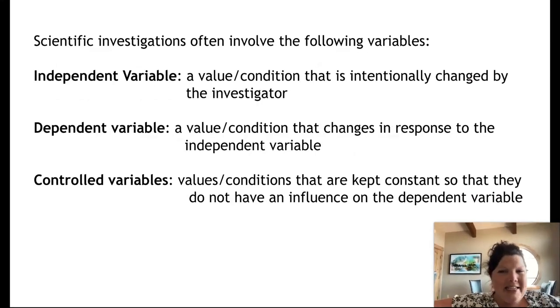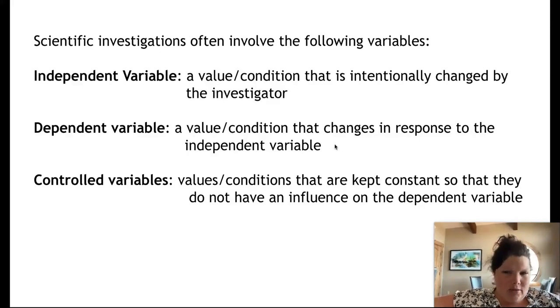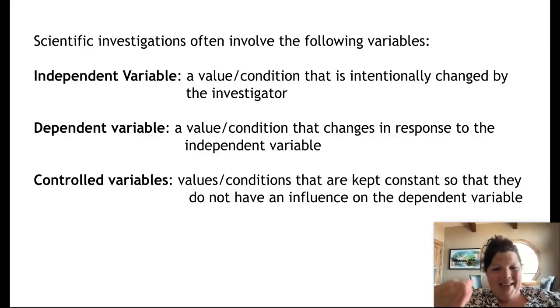All right. And then anytime we do a scientific investigation, we always involve variables. Of course, you've seen these before. Independent variables are the ones that are intentionally changed by the investigator. The dependent variable is going to change in response. And then the controlled variable is one that we're going to keep constant so that we know what the baseline is, and we can look for change in the dependent variable based on how we changed our independent variable.